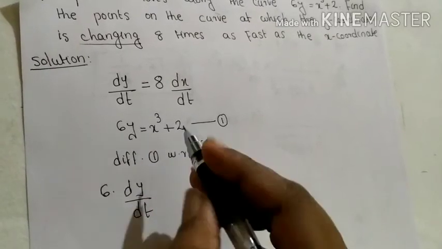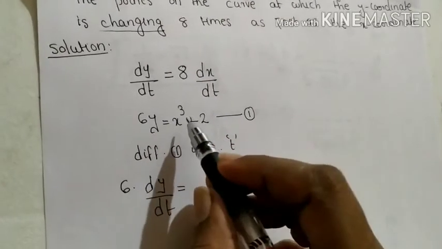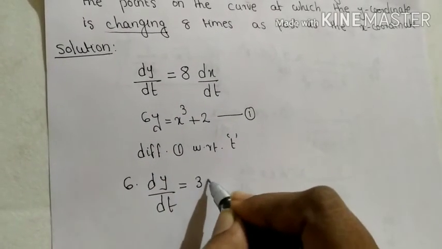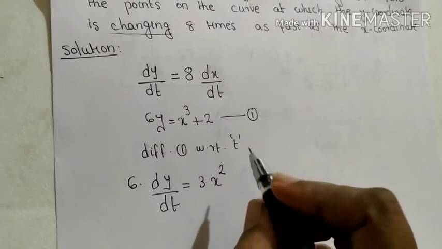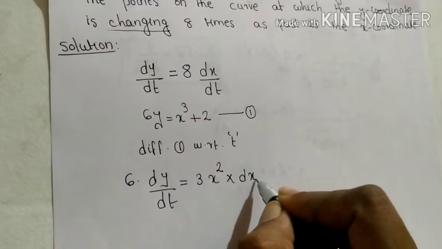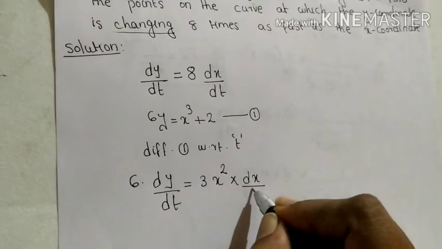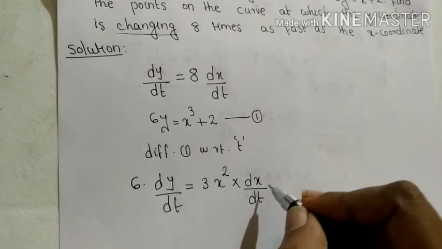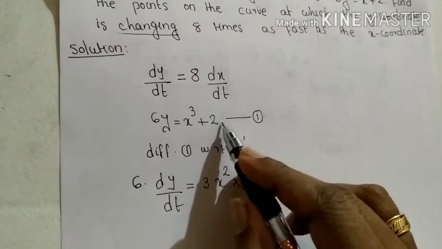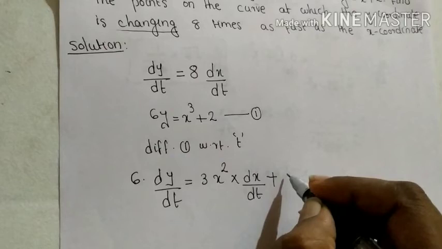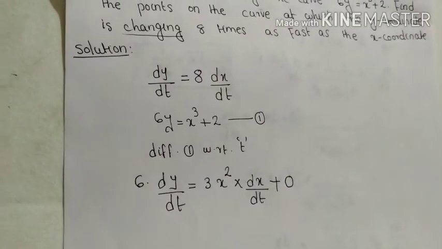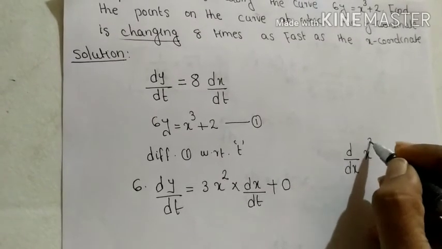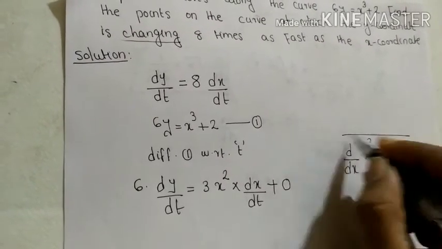Derivative of y is dy by dt, equal to the derivative of x cube, which is 3x square. Here x is another function, so we need to use chain rule and write dx by dt, plus the derivative of 2. 2 is a constant, so the derivative of a constant is equal to 0. Here I am using the standard derivative of x cube is 3x square.